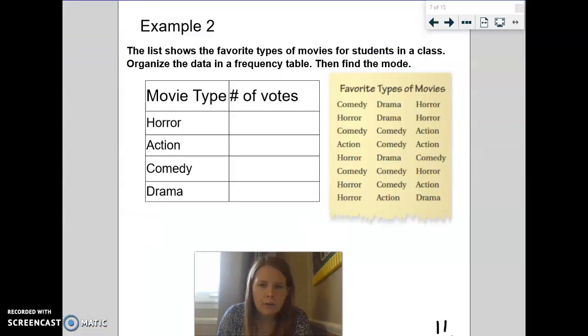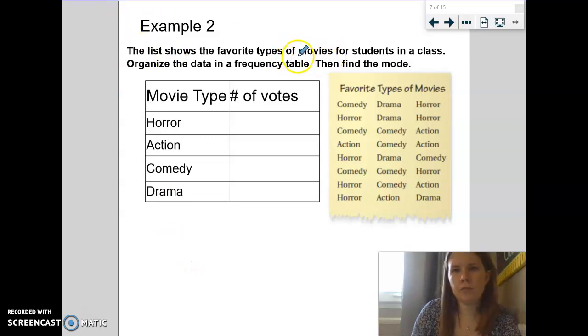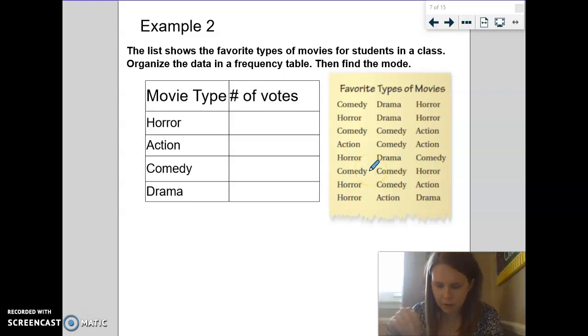So we are going to be looking at this one, and it says the list shows the favorite types of movies for students in a class. Organize the data in a frequency table and then find the mode. So what we're going to do is you went around and you asked everyone what their favorite was. But you didn't tally them up. You just went, okay, comedy, drama, horror.